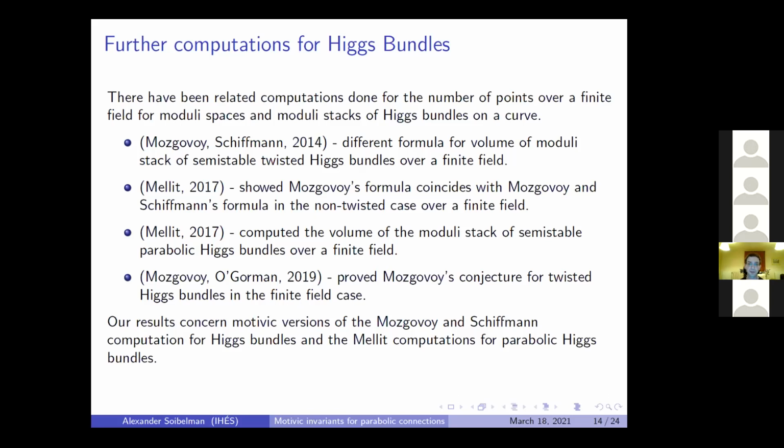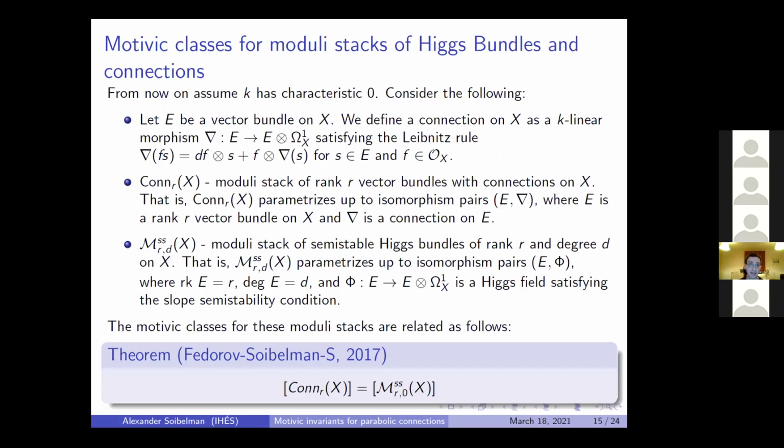And so what our results are concerned with are the motivic versions of this Mozgovoy and Schiffmann computation and the Mellit parabolic computation, trying to do things in this generalized Grothendieck ring. So again, just to fix some notation and also introduce the other object of interest. We're interested in computations for Higgs bundles and also for vector bundles with connections. When I say a connection, I mean I have a vector bundle on a curve, and everything is going to be done in characteristic 0. And my connection is just going to be this k-linear morphism satisfying the Leibniz rule.